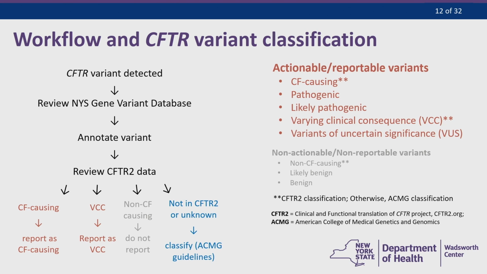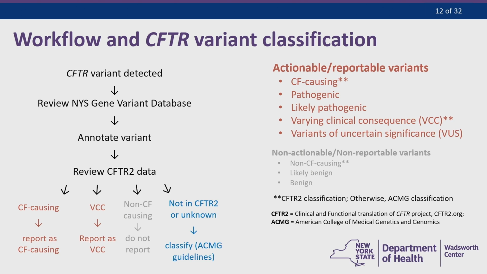We pull information from everywhere we can. The first thing we do, though, is look to CFTR2 because they have the answers. So if we find that a variant is CF-causing, we report it as CF-causing. Variants of varying clinical consequence are reported as variants of varying clinical consequence. We don't try to call them likely path or path. They're their own separate category. We don't report non-CF-causing variants.